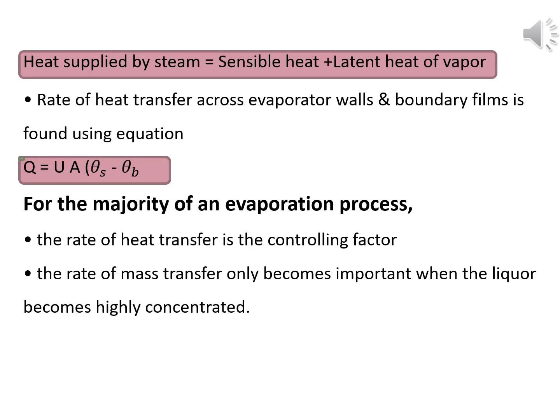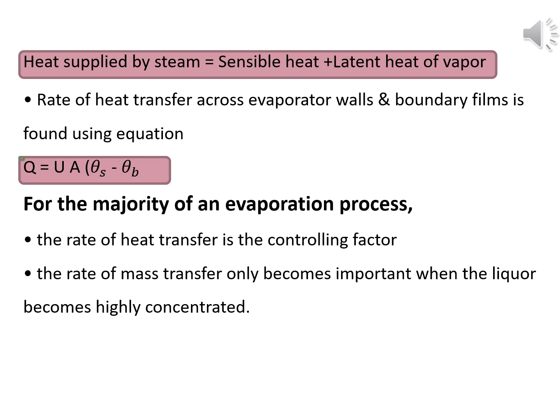Here the heat supplied by steam is equal to the sensible heat and latent heat of vapor. The rate of heat transfer across evaporator walls and boundary films is found using the equation Q = UA(θS − θB). Here U is the overall heat transfer coefficient.